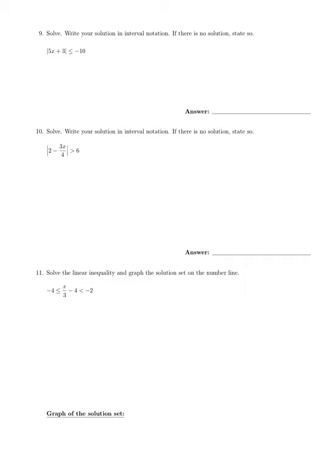All right, number 9, solve, write your solution in interval notation. If there's no solution, state so. Okay, so let's take a look at this. We have the absolute value of 5x plus 3 being less than or equal to negative 10.